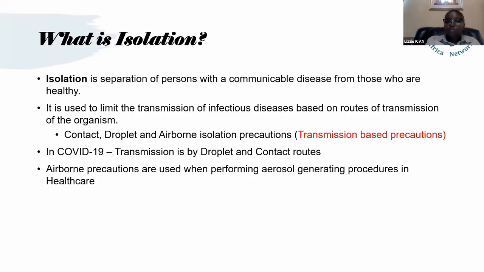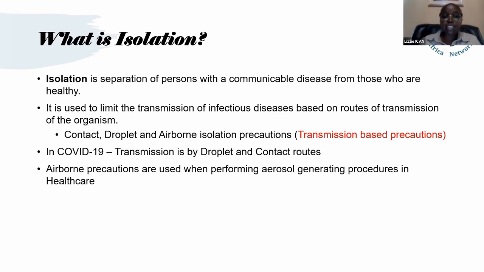Isolation is the separation of people with communicable diseases from those who are healthy. It's used to limit the transmission of infectious diseases, and this is based on the routes of transmission of the organisms. There are three major types of transmission-based precautions, which are contact, droplet, and airborne isolation precautions, of which we all know as infection control practitioners that we mostly have problems with contact precautions, as the contact means of transmission accounts for about 80 to 85% of all healthcare associated infections.